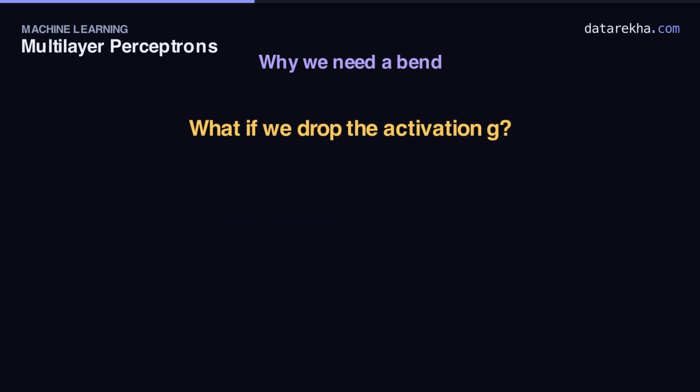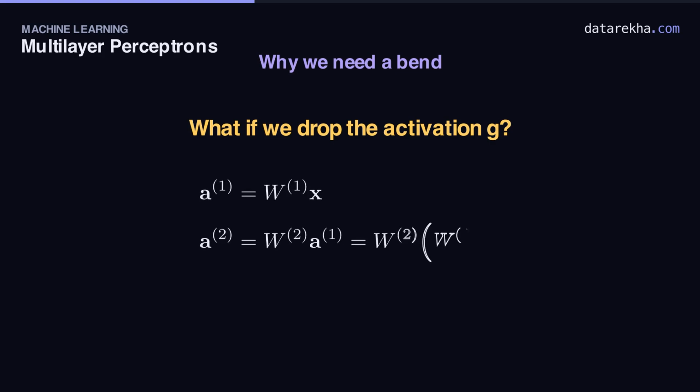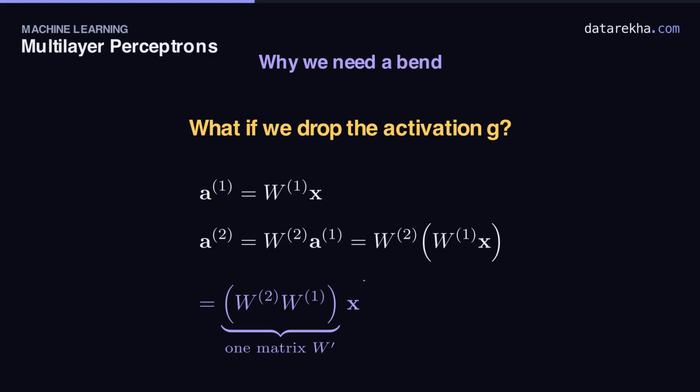Here's the question that decides everything. What if we get lazy and drop the activation? Let every layer be purely linear, just matrix times vector plus bias, with no squish in between. Take two such layers, biases aside for a second. The first gives W1 times x. The second multiplies that by W2. But W2 times W1 is just another matrix. Call it W prime. Two layers collapsed into a single linear map. And no matter how many linear layers you stack, they always fold back down to one.